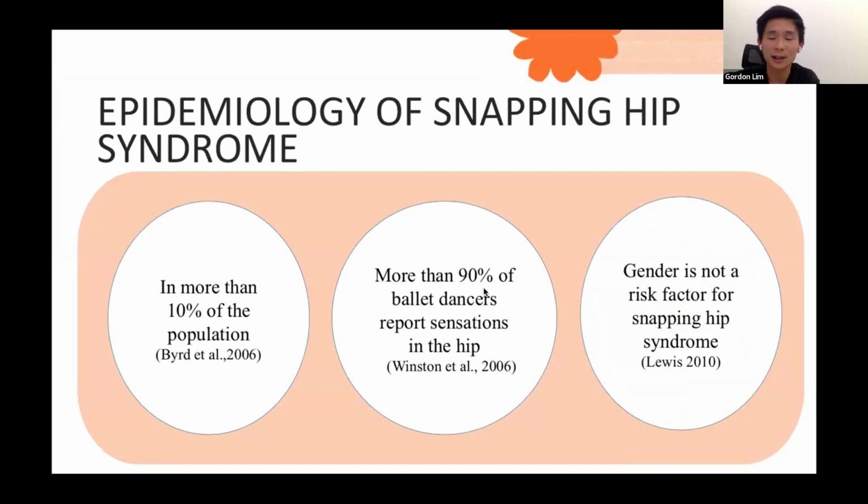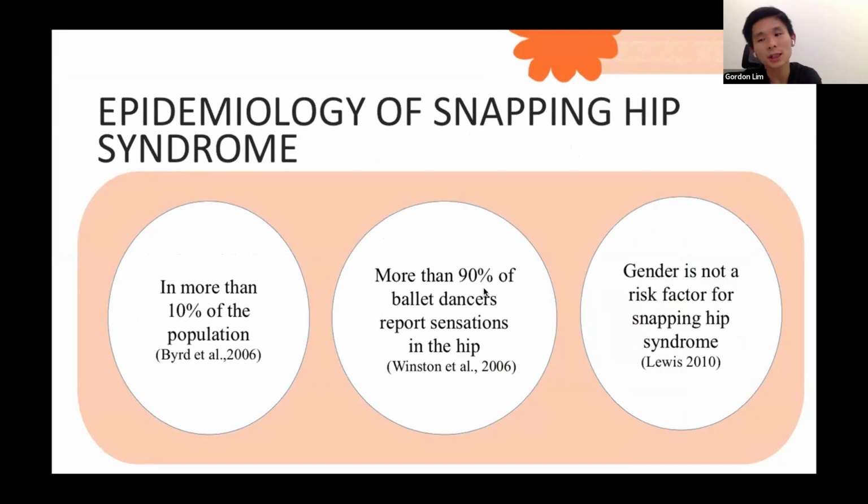It may be higher in other selected populations, in particular athletes who may require extreme hip range of motion, such as soccer players, hockey players, some runners, and some weightlifters. According to Winston et al. 2006, they also found that 90% of ballet dancers report a snap, a crack, or dislocation sensation during certain movements that involve hip abduction and external rotation.